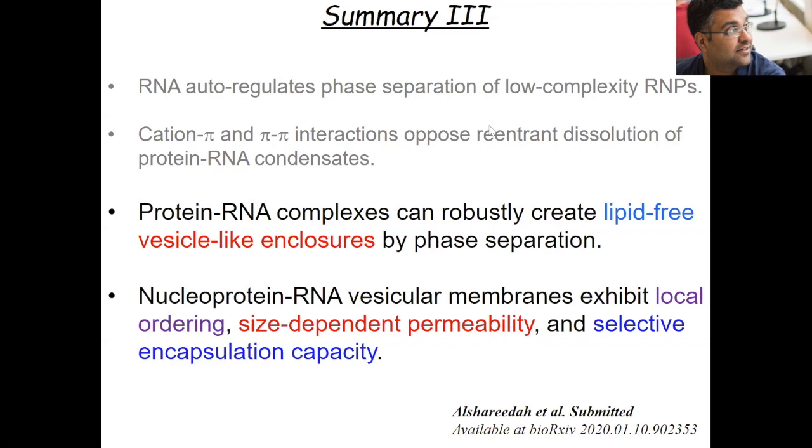There is Pilong, who likes your talk a lot, and he's asking, for the vacuole-like structures, is there a diameter-dependent trend?